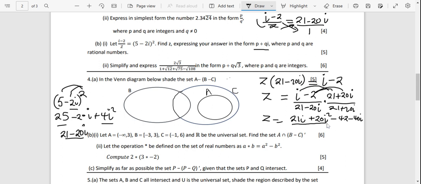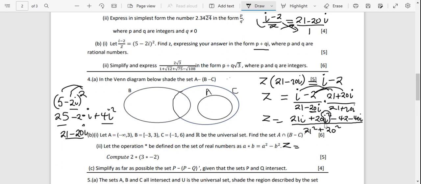And then in the denominator, when you are multiplying a complex number by its conjugate, get the first one, 21, square it, and it puts a plus. Okay, you get this number that is in front of the i. It doesn't matter whether it's positive or negative 20, you also square it. So z is going to give you, now you know that the i squared here is a negative 1.